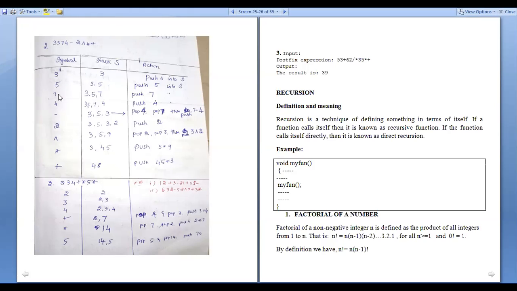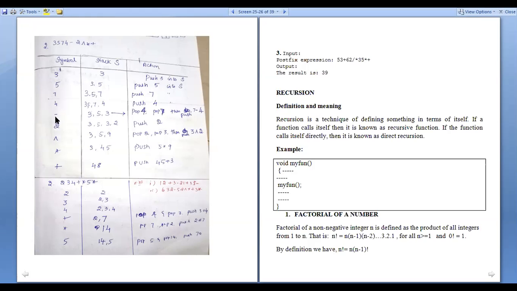Next is also an operand. So we have 3, 5, 7 in the stack. 7 will be pushed on top of 5. Next we have 4. So we have 3, 5, 7, 4. We will be pushing 4 into S, which will be on top of 7.